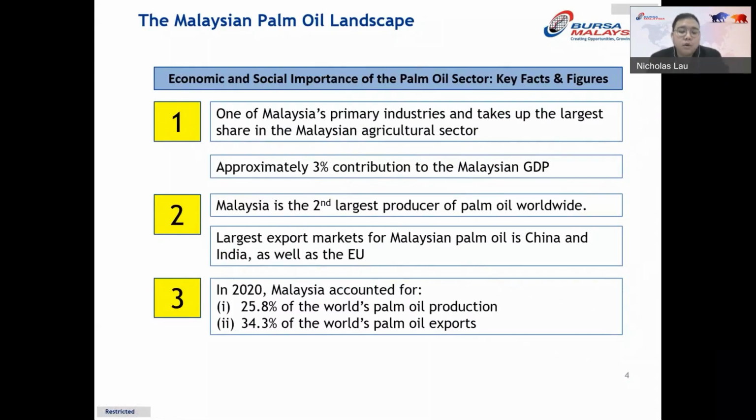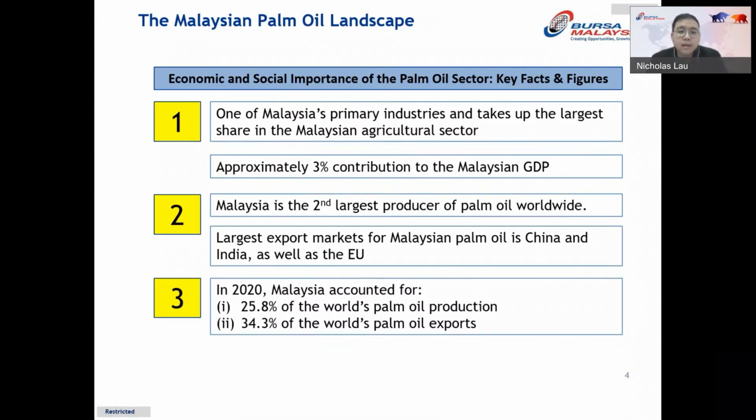So of course, firstly, the palm oil industry is one of Malaysia's primary industries, and it takes up the largest share in the Malaysian agricultural sector. So it contributes approximately 3% to the Malaysian GDP. So it's very clear that it is a big part of the country's economy.